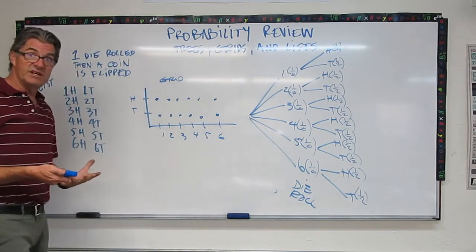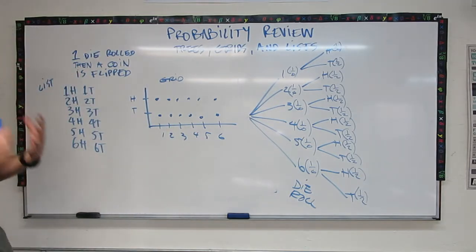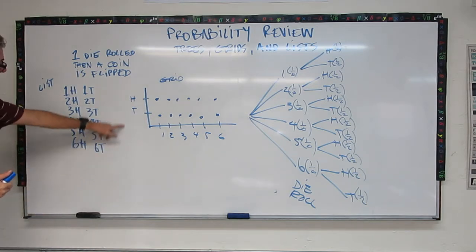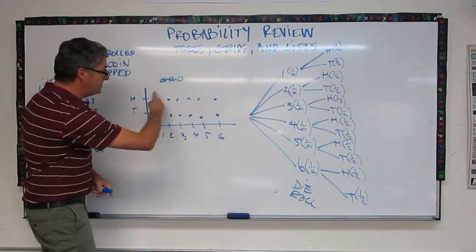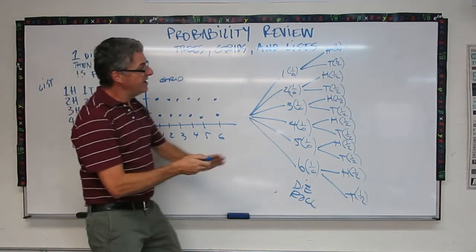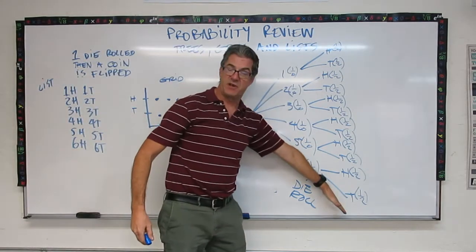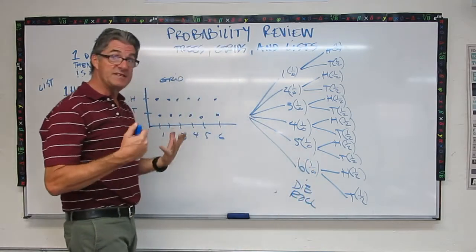Let's look at some similarities in these. There are 12 outcomes in our sample space. We have 12 items on our list, we have 12 dots on our grid, and we have 12 ending pathways on our tree. That should always be.